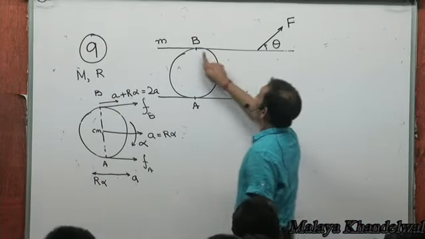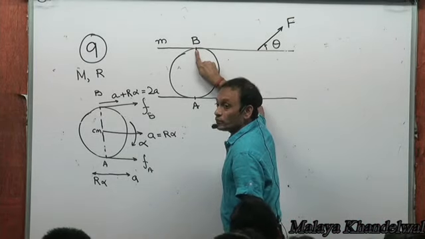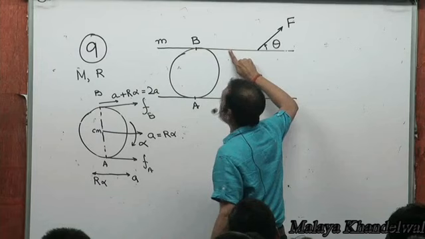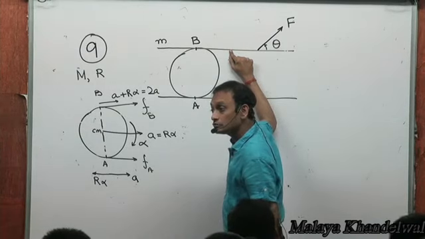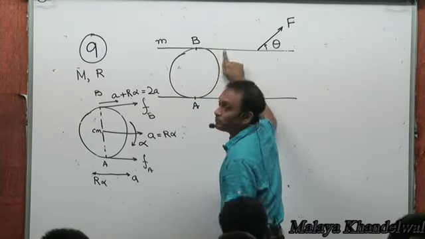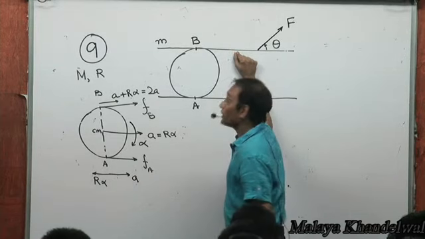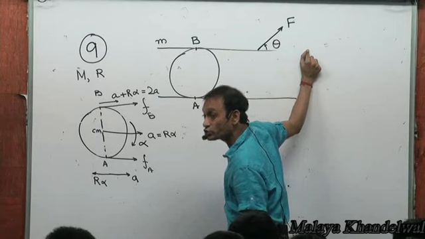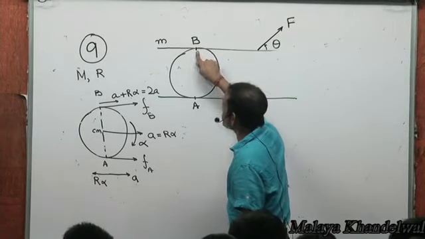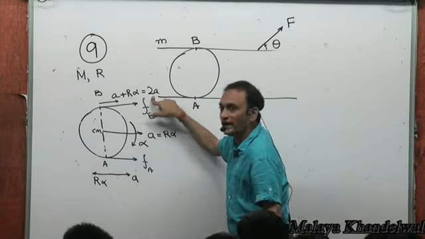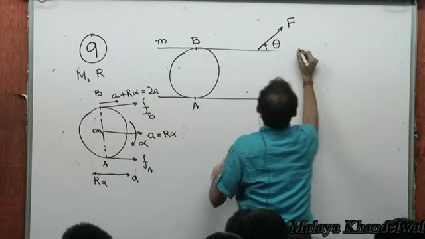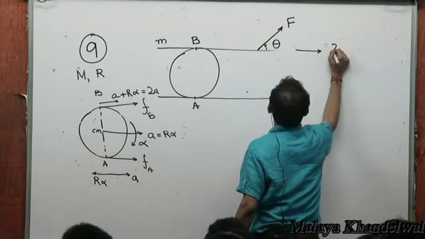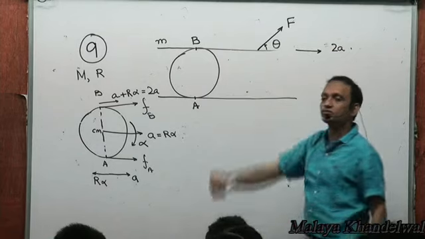Now, the point B is in contact with the plank. And there is no slipping between B and the plank. And therefore, the acceleration of B to the right must be equal to the acceleration of the plank to the right. And the acceleration of B that we have obtained is 2a. So the acceleration of the plank must be 2a. Yes or no?